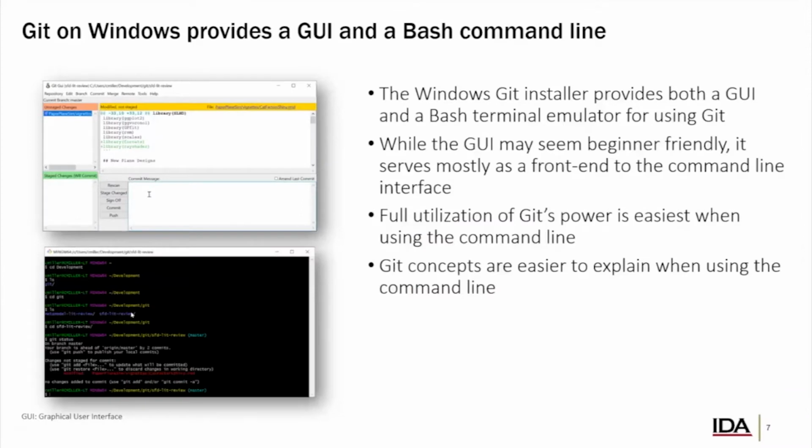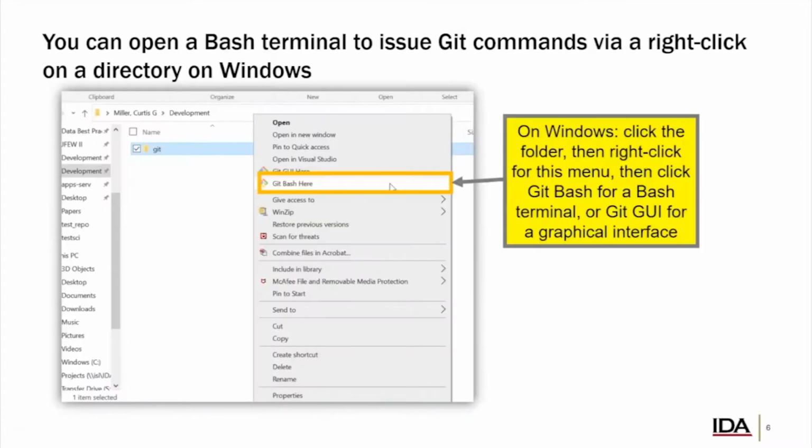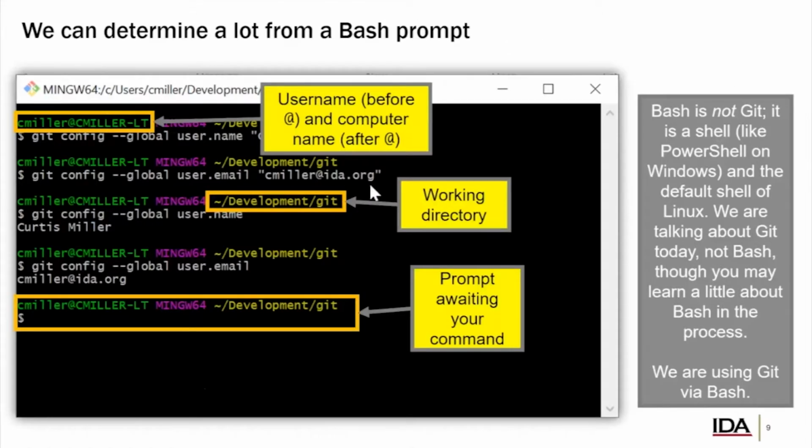If we kind of go back here, we look at this window here with our folders, you can notice, okay, it looks like we're in this folder Miller Curtis G. That's my home folder. And there's another folder inside of that called development. And then within that folder, development, is another folder called Git. And that's kind of what this yellow text is saying. You're in that Git folder inside of the development folder inside of your home folder.